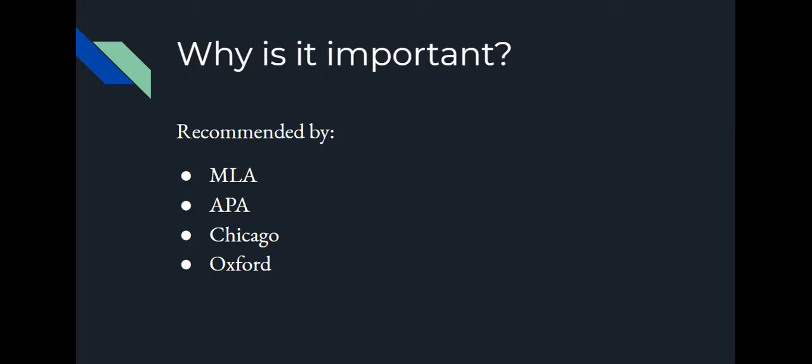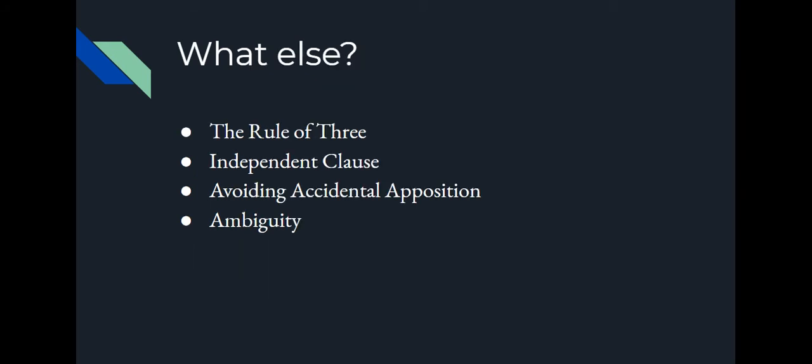The Oxford comma is also very important because it is a requirement of MLA, Chicago, APA, and Oxford style guides, and this covers a broad academic spectrum, including the humanities and social sciences.